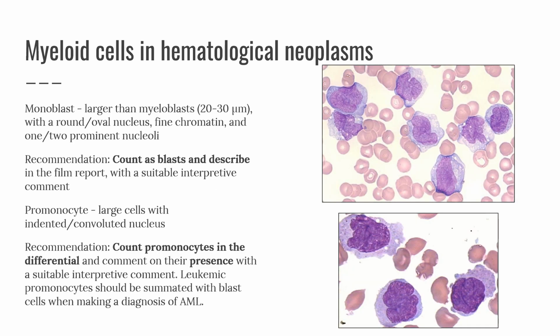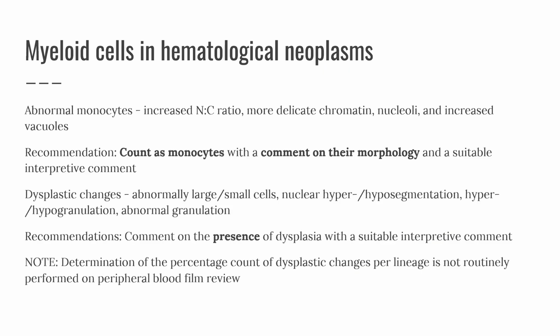Monoblasts are large cells with fine chromatin and 1 or 2 prominent nucleoli. These should be counted as blasts and described in the film report. Promonocytes are large cells with indented or convoluted nuclei. Promonocytes should be counted in the differential with a comment on their presence in the film report. However, if you are assessing the film for or making a diagnosis of AML, promonocytes should be counted as blasts.